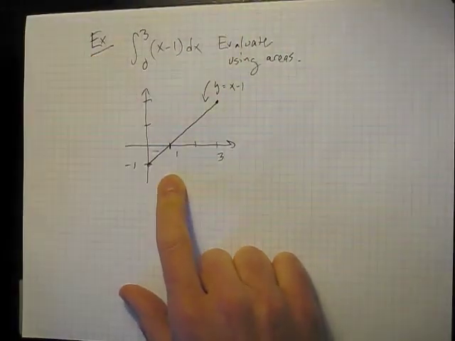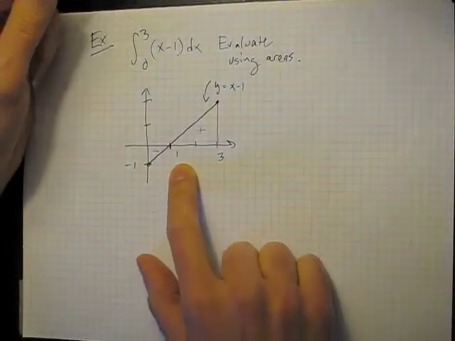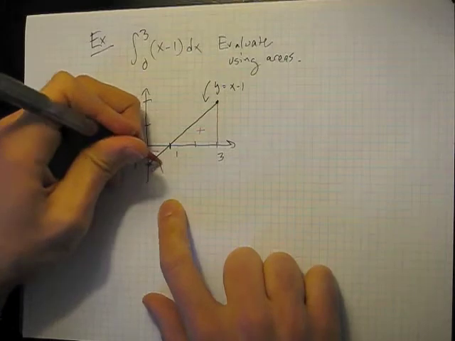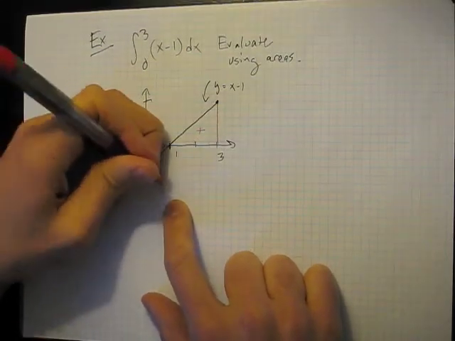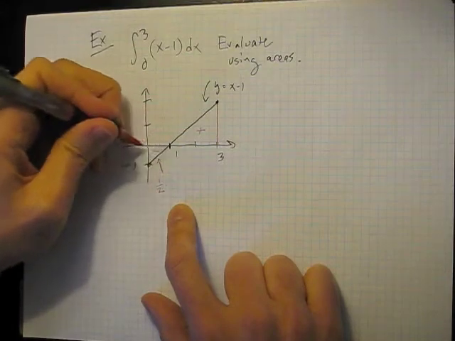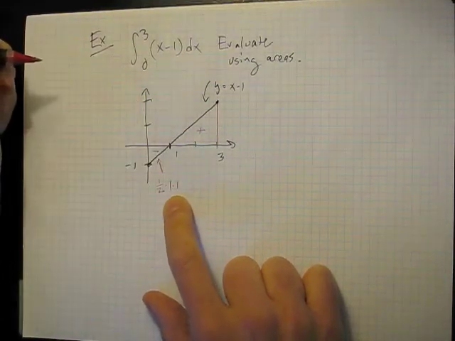And so we know that this should be counted negatively and this should be counted positively. Well, how much area is in each of these? Well, this is just a triangle. It's 1/2 the base times the height. So the base is length 1, the height is length 1. So this is 1/2 times 1 times 1.